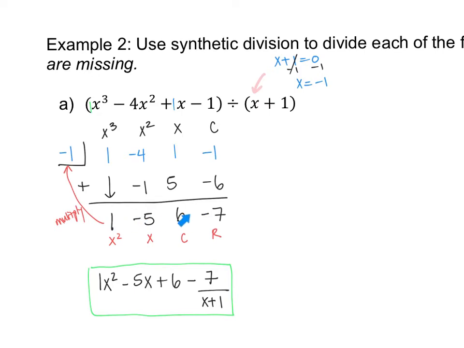So these are always your coefficients that will go in front of either your variable, or maybe it's going to be the coefficient or remainder.